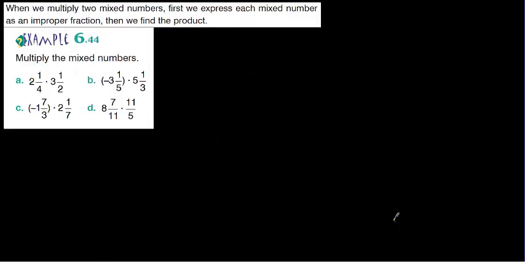Okay, now when we have mixed numbers, here it's explaining at the upper part. When we multiply two mixed numbers, first we express each mixed number as an improper fraction, then we find the product. So we are going to firstly transform them into improper fractions, then we are going to multiply the terms. 2 and 1 over 4 times 3 and 1 over 2 it's going to be.